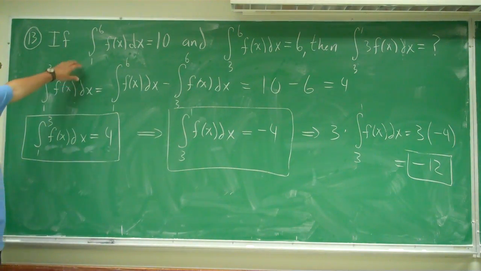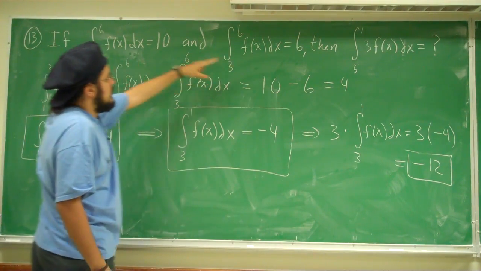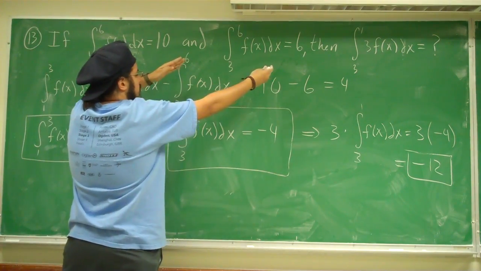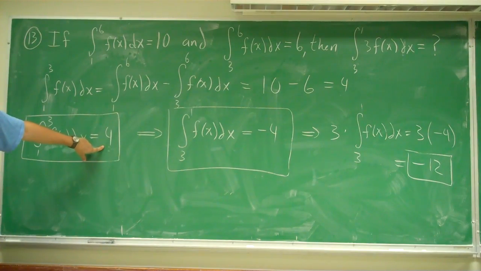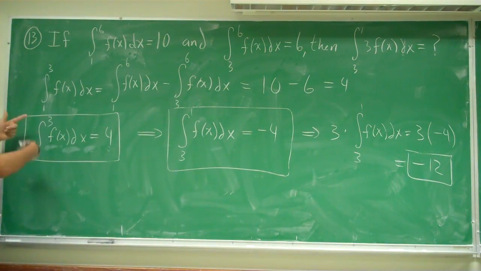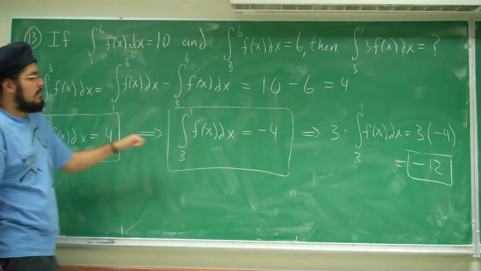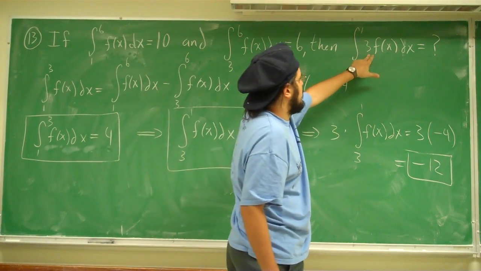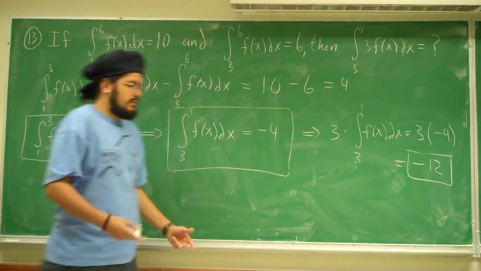Again, we know the area from 1 to 6 is 10. And we know the area from 3 to 6 is 6. So if we want to find the area from 1 to 3, just subtract this one by this one, and we'll get 4. So then we have the area from 1 to 3 is 4. Now, if you switch from 1 to 3 and you put it backwards from 3 to 1, that means you're going backwards, then you have the same 4, but it's going to be negative. Once you have that, multiply it by 3, because there's a constant 3, the 3 can be brought outside, and you'll get 3 times negative 4, which is negative 12. That's it.